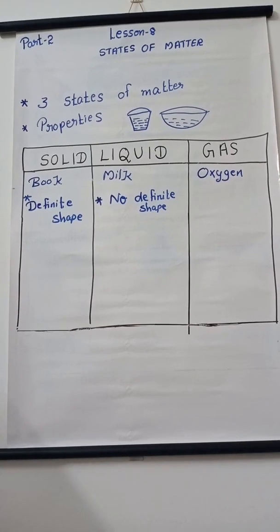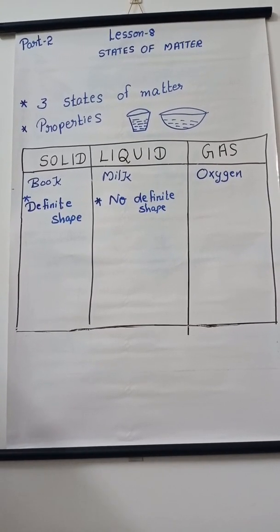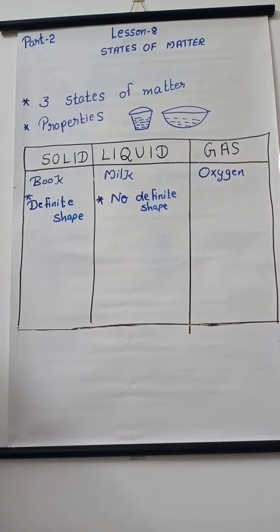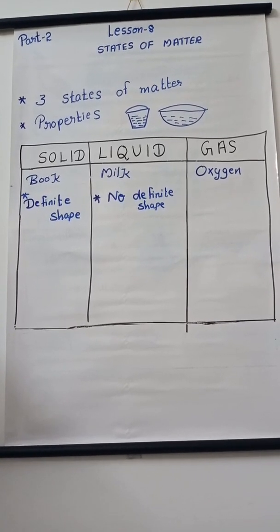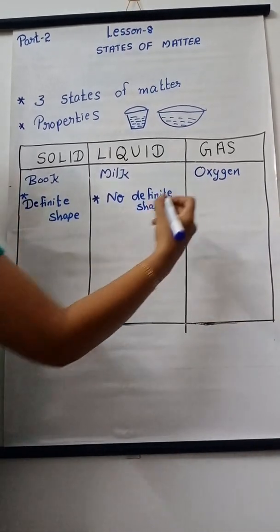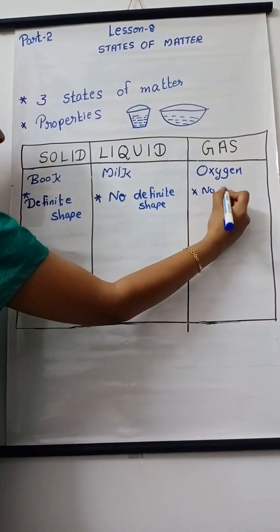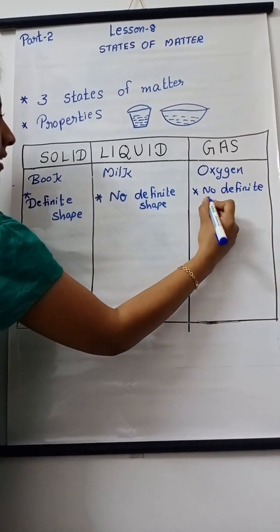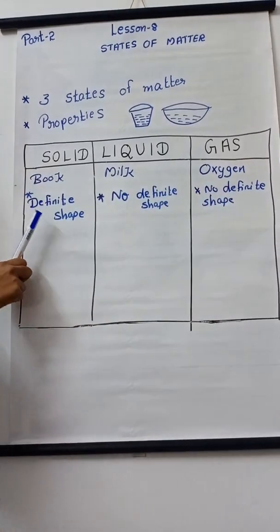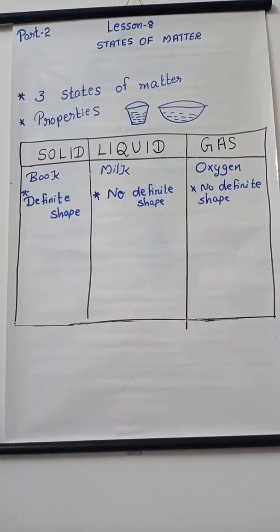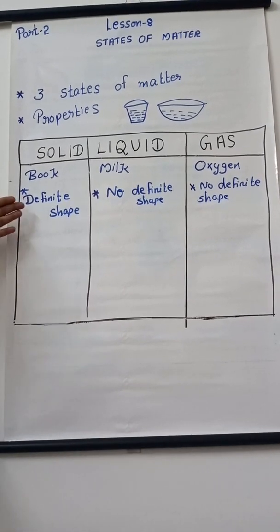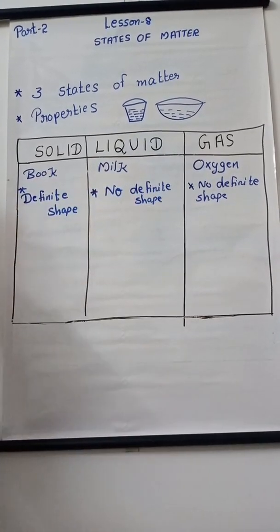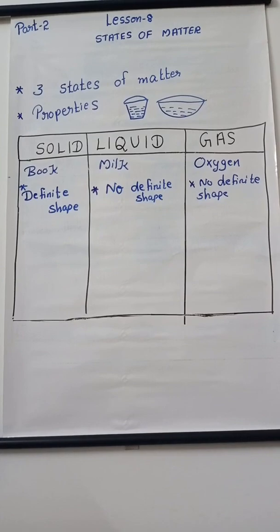In the case of gas, which we cannot see, how will we come to know whether it has definite shape or not? When we are blowing balloons of different shapes, it will take different shapes. It shows that gases also do not have definite shape. So we can write that gases do not have definite shape. Only solids have definite shape. So one property of the solid is that it has a definite shape. Liquids do not have definite shape, and gases also do not have definite shape.